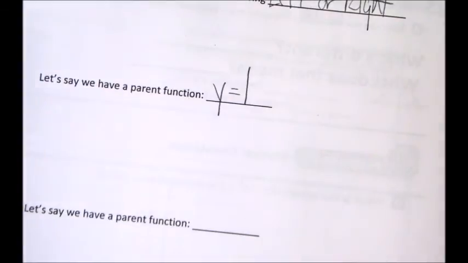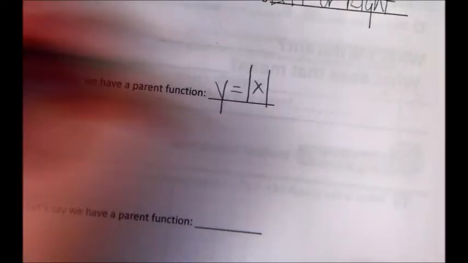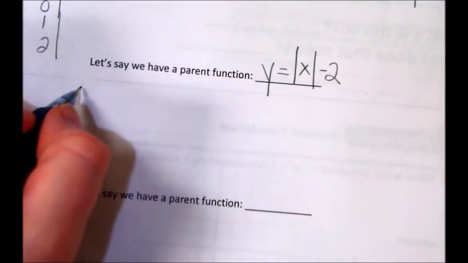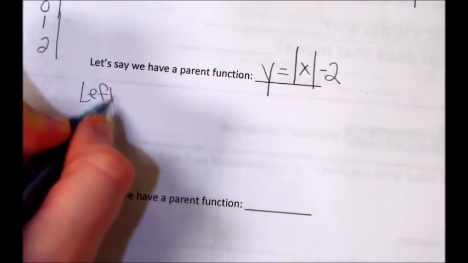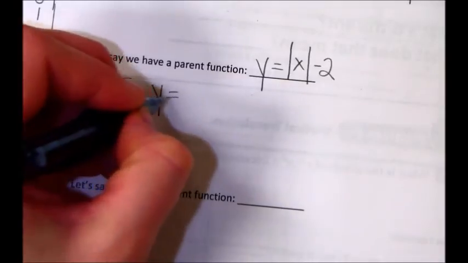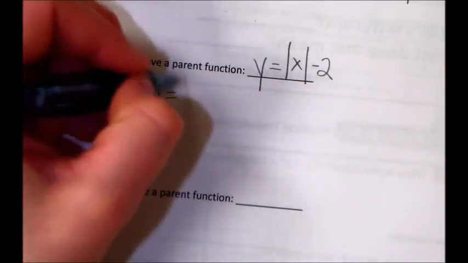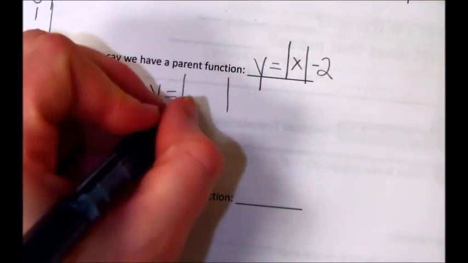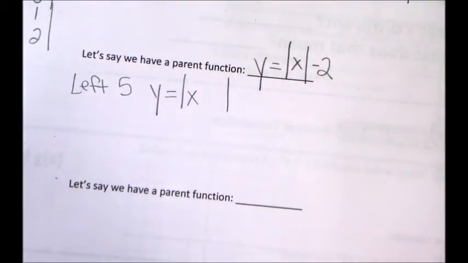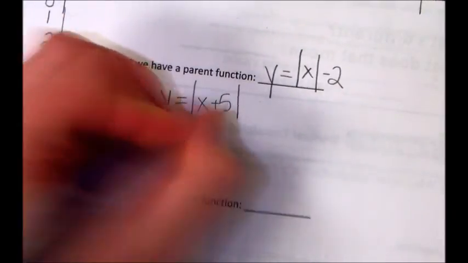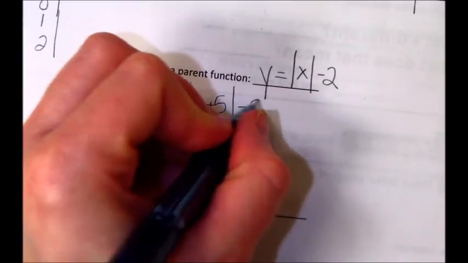Let's say we have the parent function y equals absolute value of x minus 2. And I ask you to move it to the left 5 units. You would write y equals, moving something to the left means you change the x value inside. So I'm going to do x. Now remember, left is opposite of what you think. You think left might be minus 5, but it's actually plus 5. That moves it to the left, minus 2 in the back.